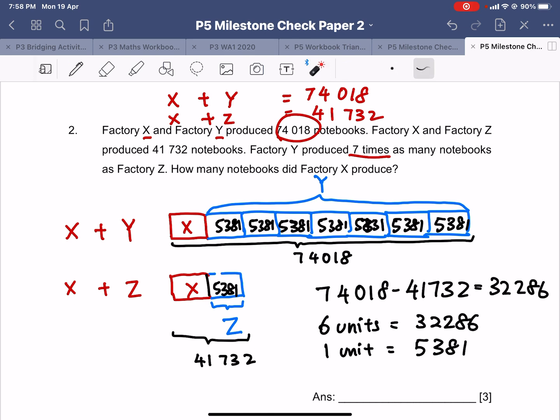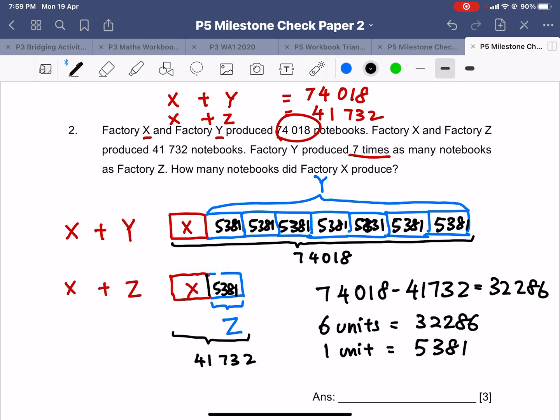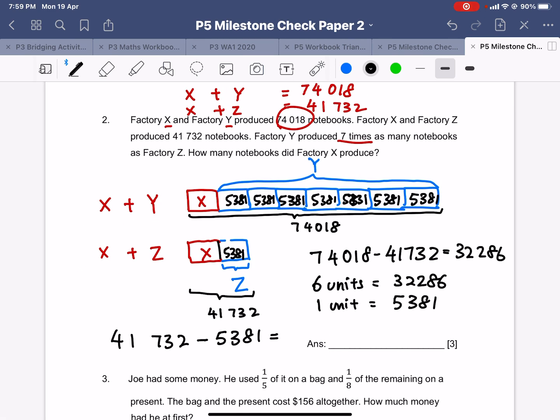Now the question is asking how much did factory X produce. Let's focus on this model, shall we? You already know part of it is 5381. Do you think you can find out what is Z? You can simply take 41,000 minus away 5,000, and that will give you the answer immediately. So the last step, 41,732 minus away the 1 unit, you will get the factory X amount, which is 36351.